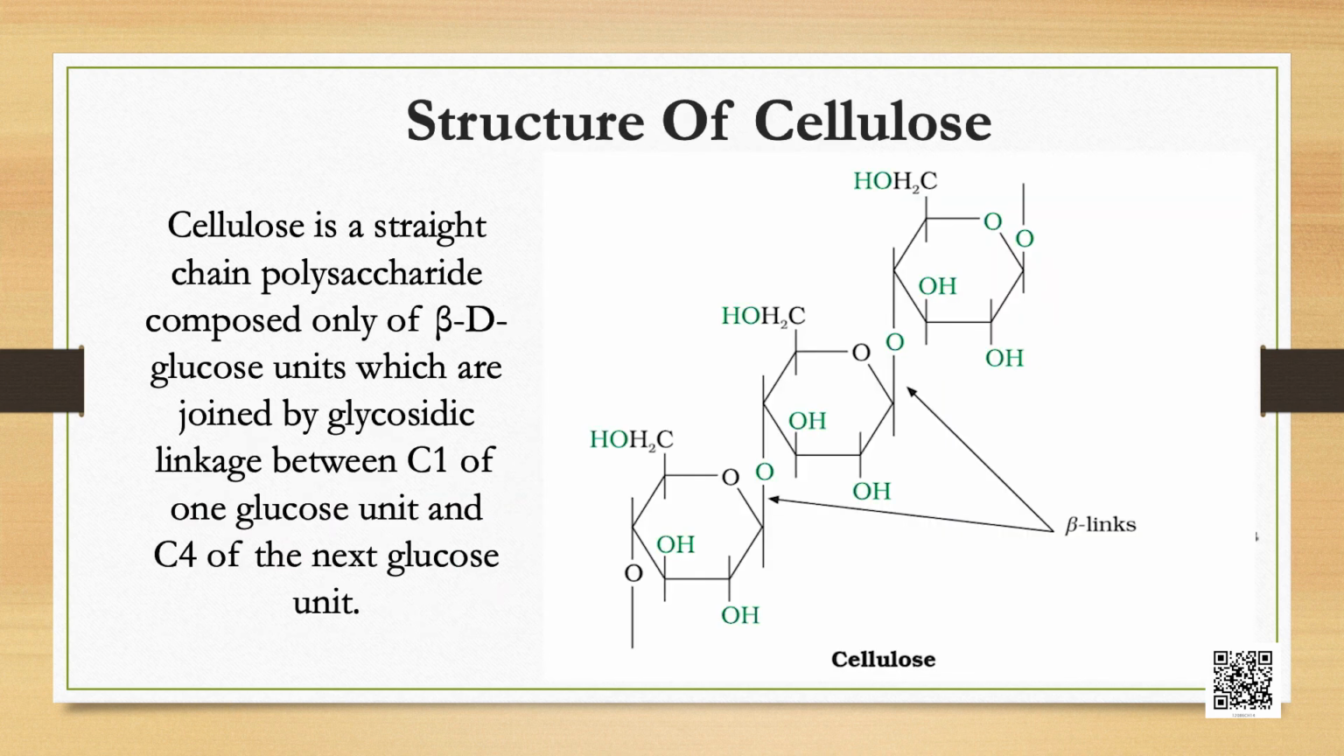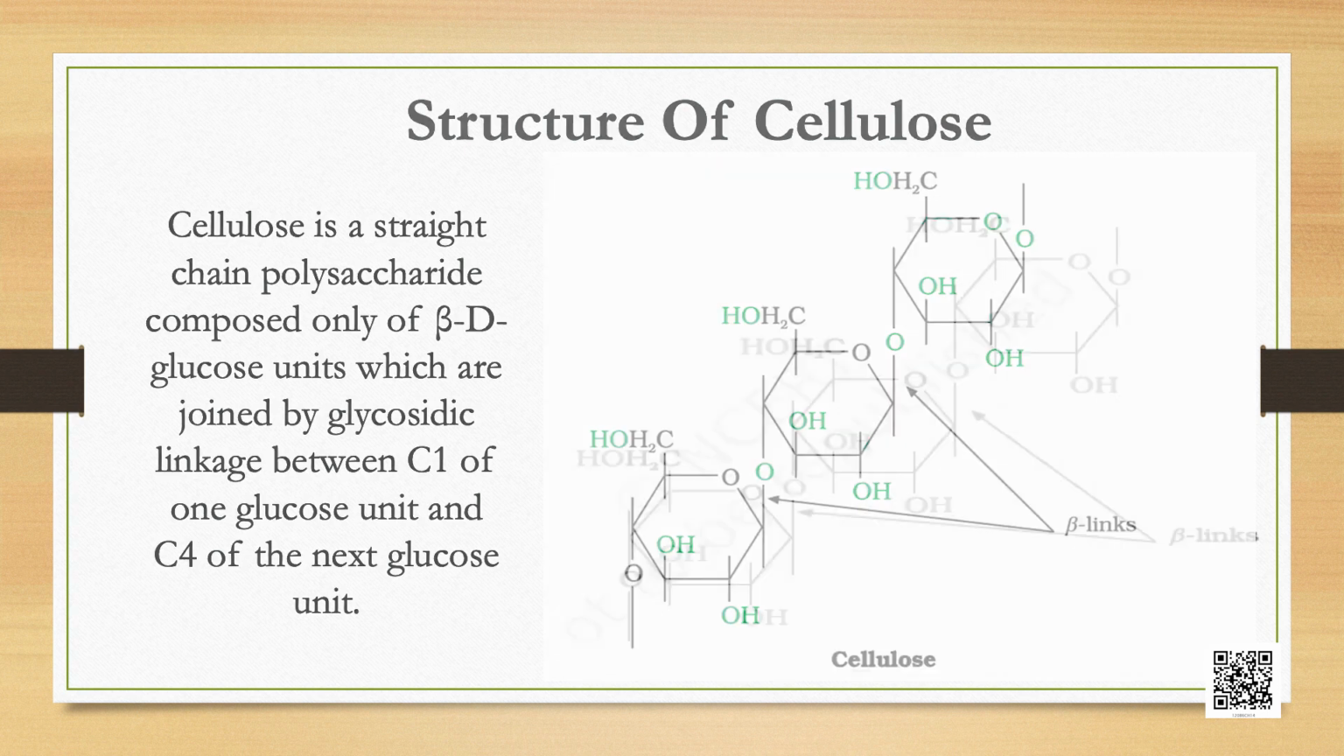Cellulose occurs exclusively in plants. It is a predominant constituent of the cell wall of plant cells. Cellulose is a straight chain polysaccharide composed only of beta-D-glucose units, which are joined by glycosidic linkage between C1 of one glucose unit and C4 of the next glucose unit.